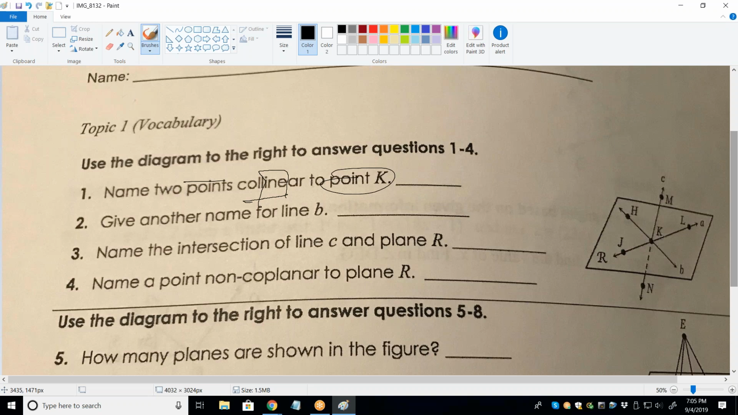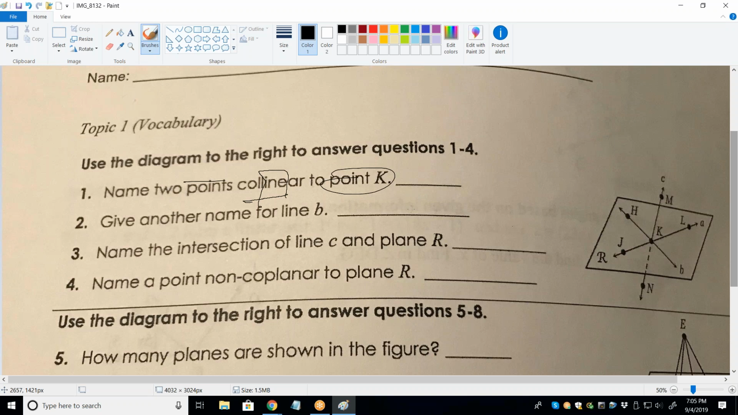N is the suspect. And B is not, because B is not a point. B is the name of that line. Line HK is B. Okay, give another name for line B. HK.